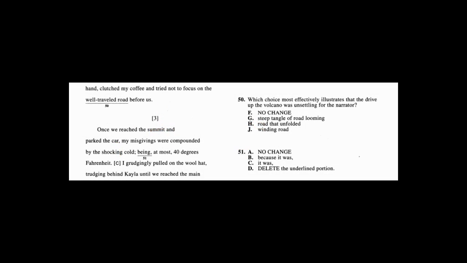Problem 50, anti-razor blade. Which one is the most effective illustration of the drive up the volcano? Anti-razor blade. Make it as specific as possible so you can see it. Is well-traveled road, is that going up a volcano? No. Steep, there you go. And tangly road, that's looming, that's going up. G is the correct answer. Remember, you're going to try and build up the noun and the verb.